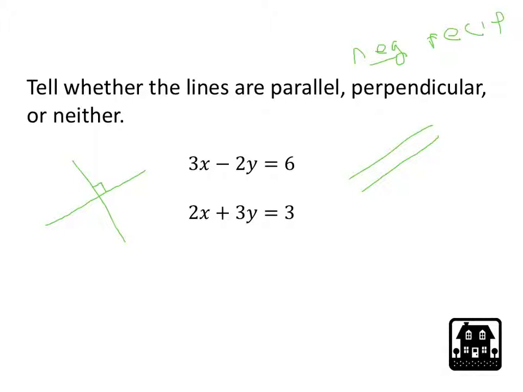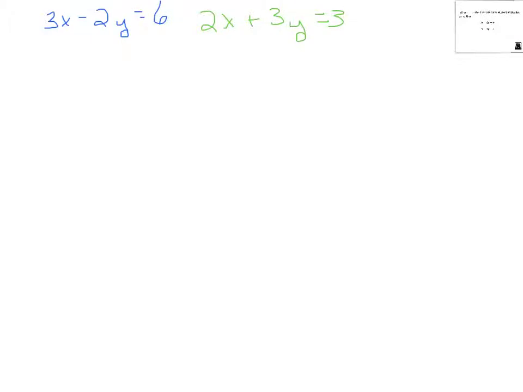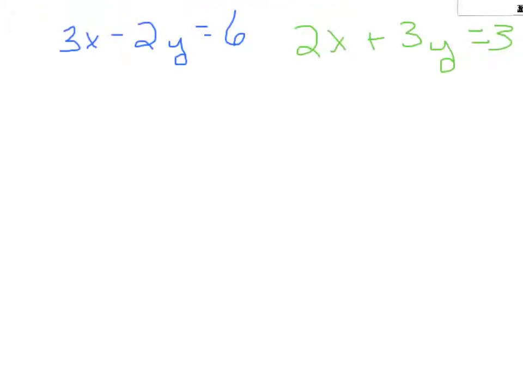Okay, so we need to see what the slopes of these two lines are so that we can compare them and see if they're perpendicular, parallel, or neither. So here are the two lines, and we want to transpose them into slope-intercept form. So let's start with the one on the left.